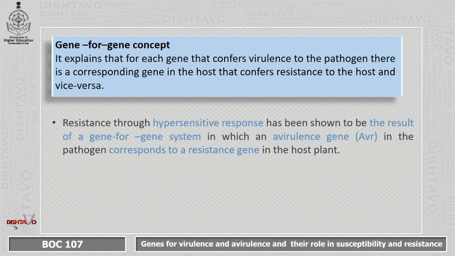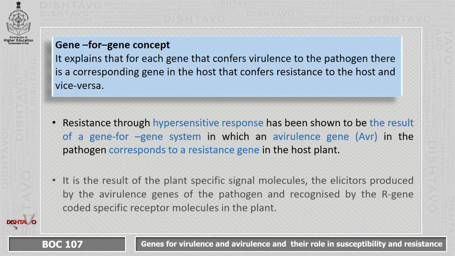Resistance through hypersensitive response has been shown to be a result of a gene for gene system in which an avirulence gene, that is the AVR gene in the pathogen, will correspond to a resistance gene in the host plant. So that means if the host plant is resistant to a particular pathogen, that means that particular pathogen is having a corresponding avirulence gene in it, which is not allowing the pathogen to cause the disease in the host plant.